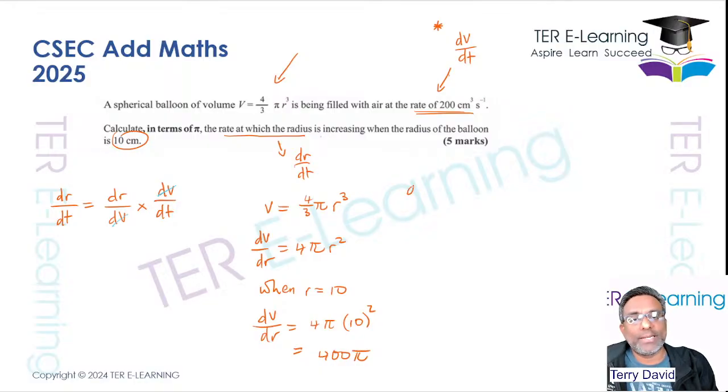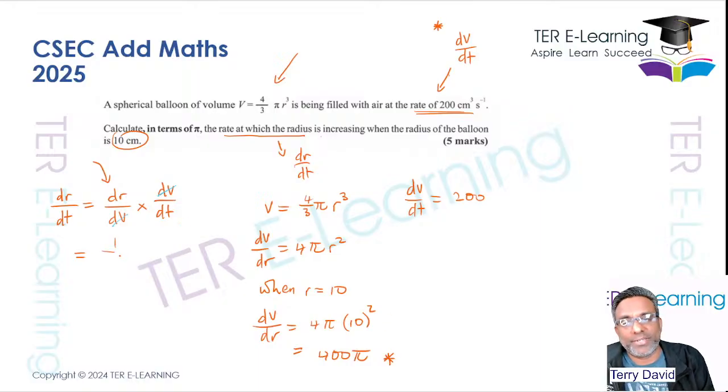Also, we know that dV/dt is equal to 200. So therefore, all I need to do is to plug in here. Now the thing is, they want dr/dV here. So this 400 pi is actually dV/dr. So you're going to invert this. So this is going to be 1 over 400 pi multiplied by dV/dt, which is 200.